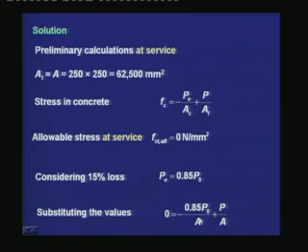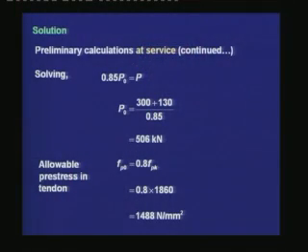have A, the area of the section, as the approximate value both for AC and AT. Now, solving this equation, we find 0.85 times P0 is equal to P, which is the external load. Thus, P0, the required amount of prestressing force at transfer, is equal to the external load divided by 0.85, which is equal to 506 kilonewton.